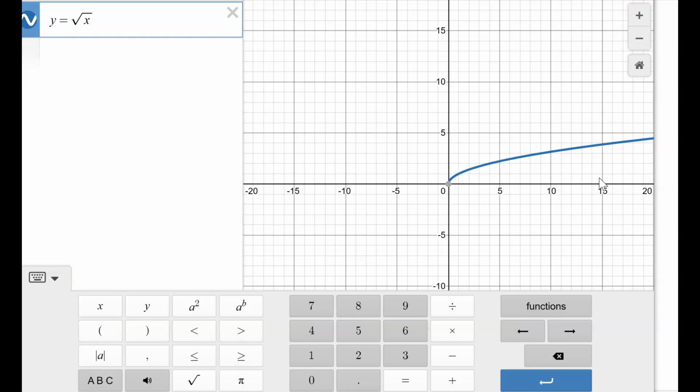If we look going left to right, you can see that there are no negative x values represented on the graph. The smallest one is 0, and then it increases from there. So x has to be greater than or equal to 0.